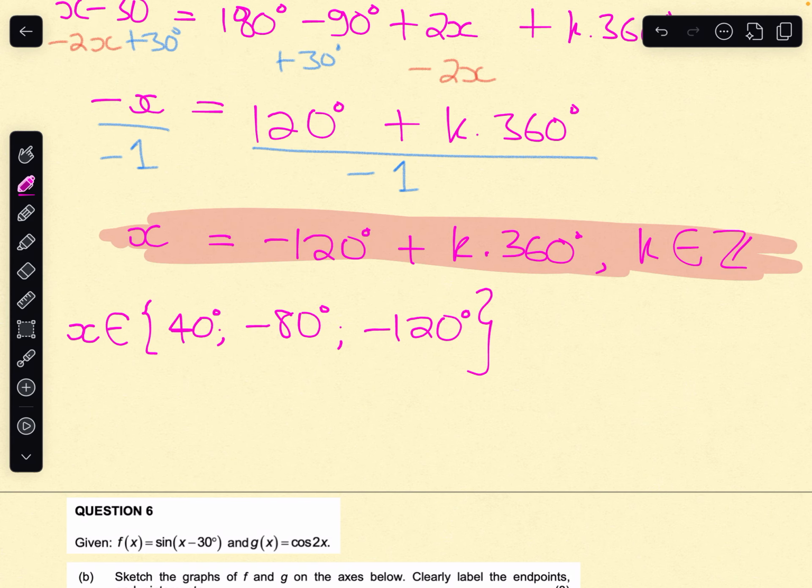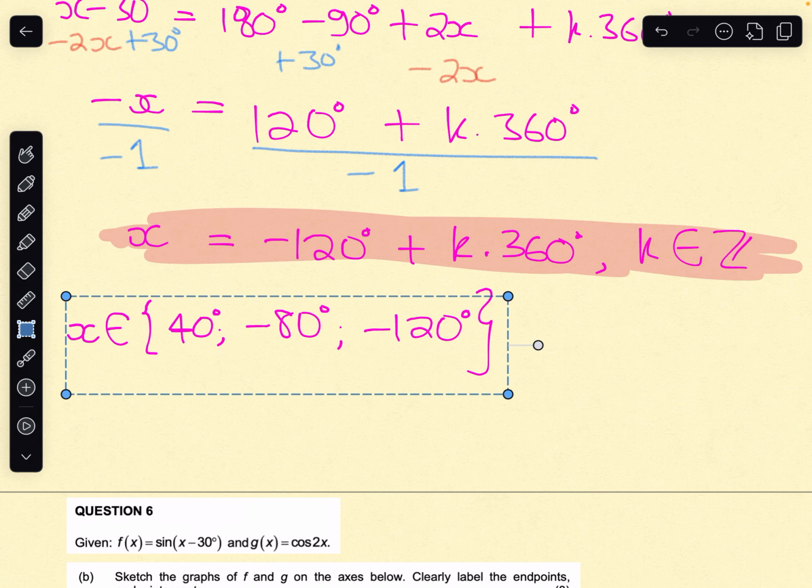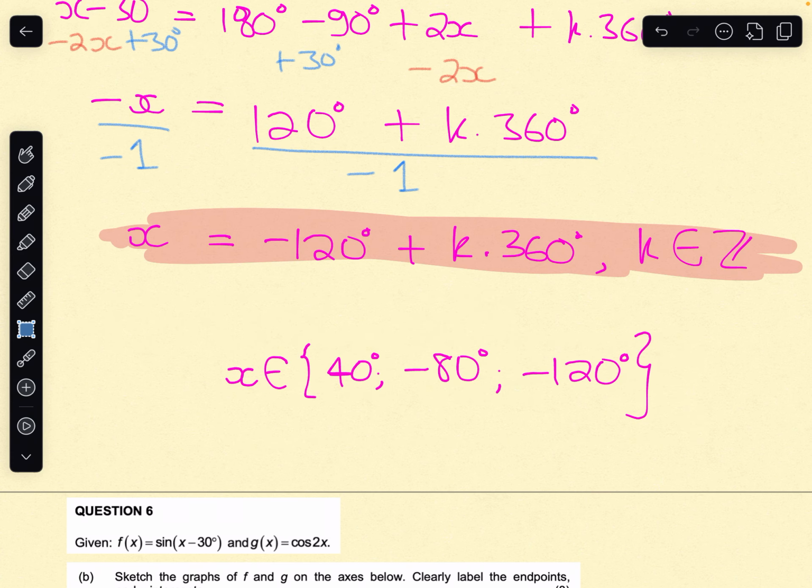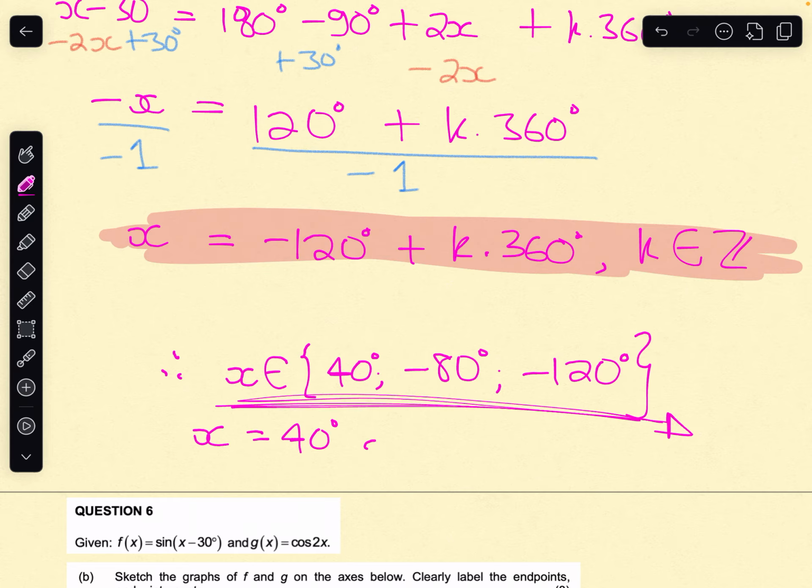And so this would be the final solution, right? Therefore x could be one of these three things. You could also write this as x is 40, or x is negative 80, or x is negative 120. That's also a perfectly valid way to write out the solutions.